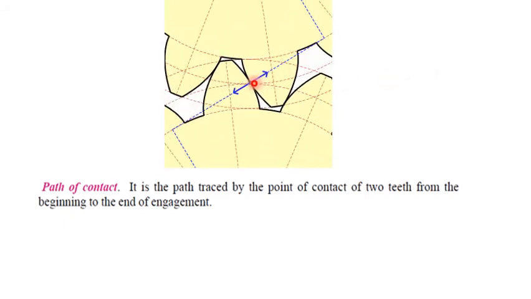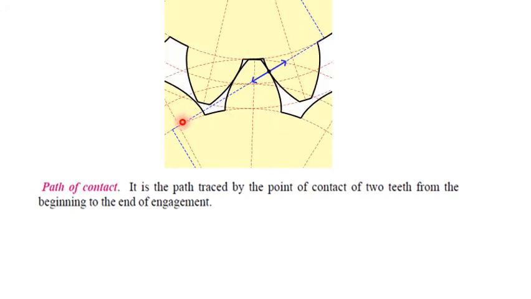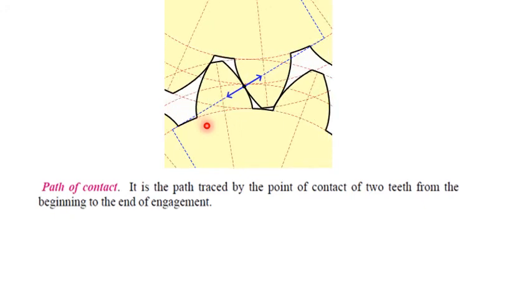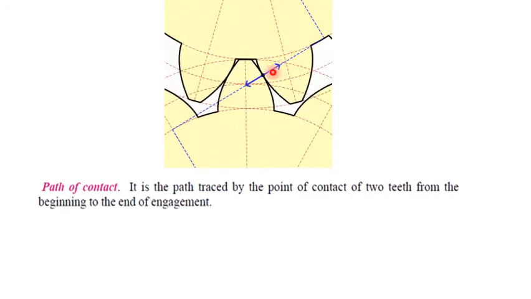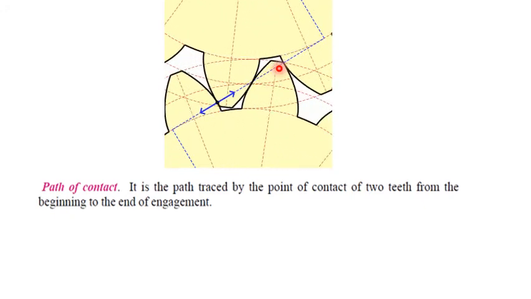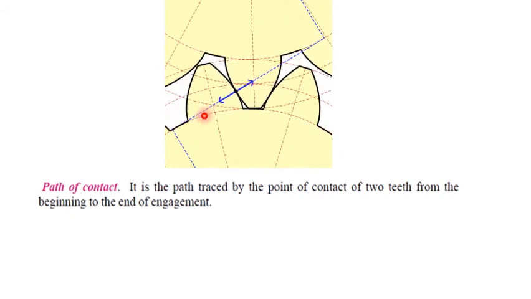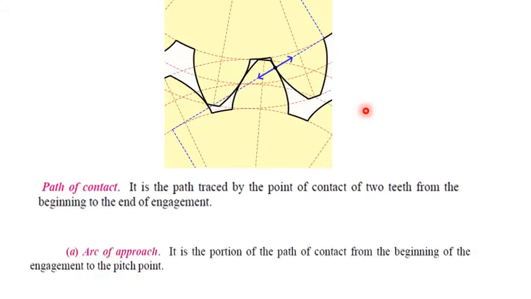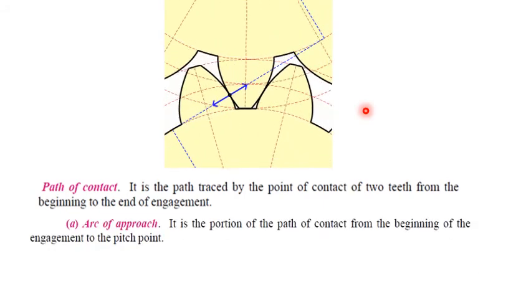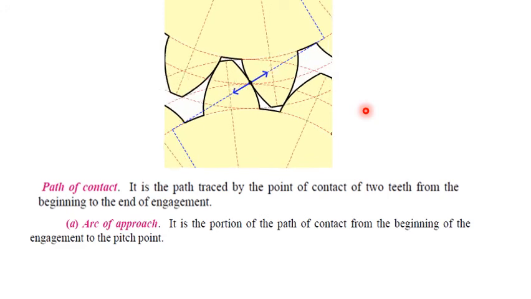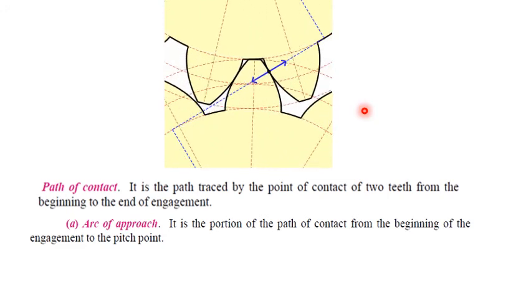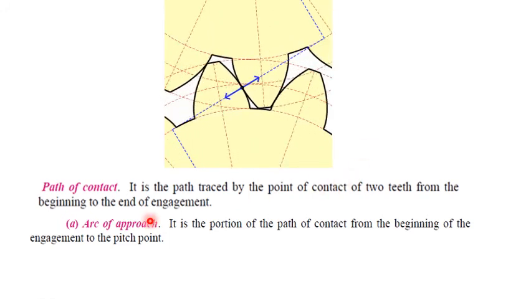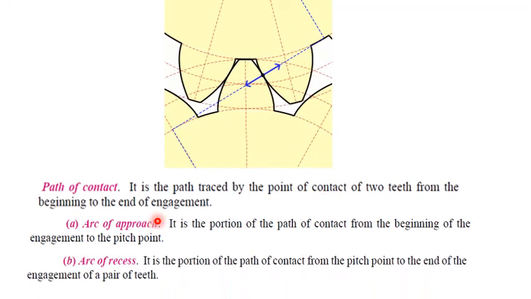Okay, so the path traced by the point of contact. See, this is the point of contact between the two teeth from the beginning of engagement to the end of the engagement. Whatever path is traced by this point of contact from beginning of engagement to the end of engagement is nothing but the path of contact. This path of contact consists of again two important parts. One is path of approach or arc of approach, and path of recess.